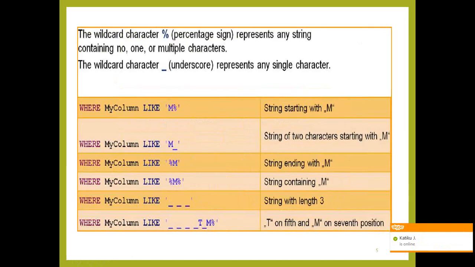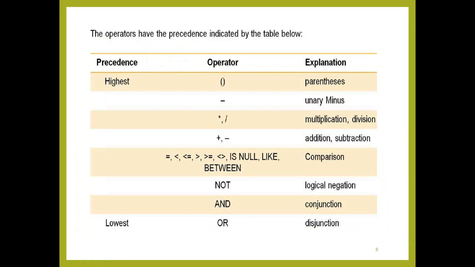In ABAP, star is the wildcard, while here it is percentage and underscore. The wildcard characters are different in ABAP and here. If you are talking about precedence, the highest precedence is bracket, unary minus, and so on. First bracket and unary minus, then divide and multiplication, then plus and minus, and then OR. This is the sequence, highest to lowest.